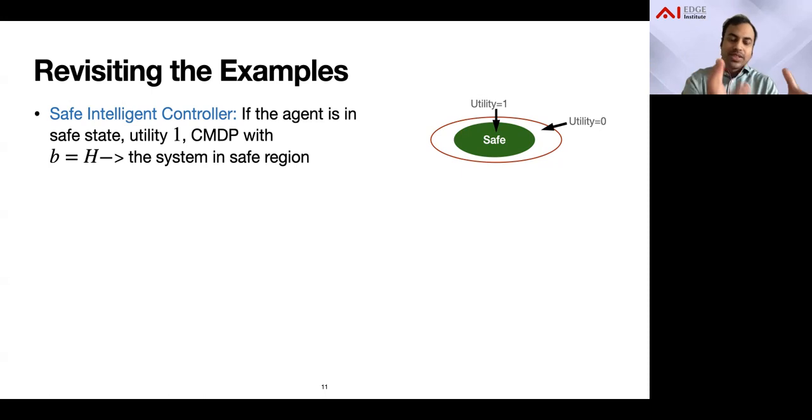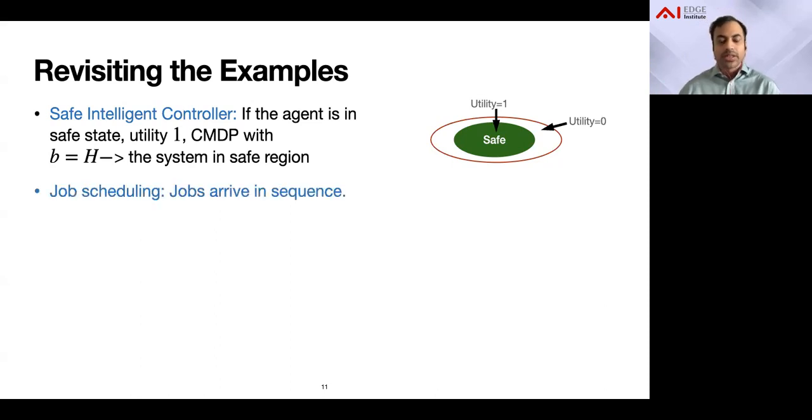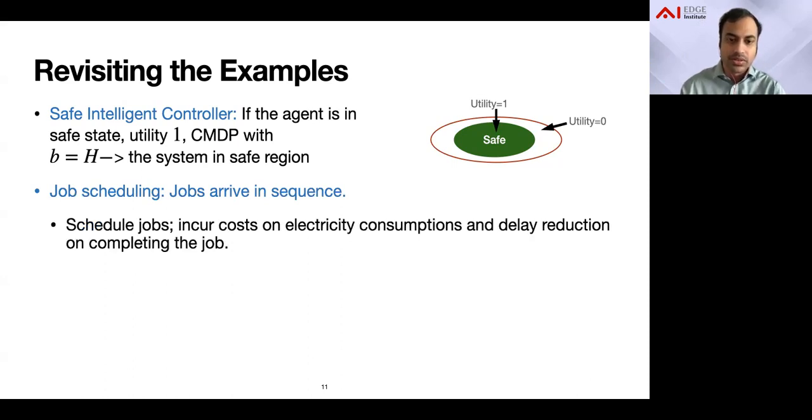You can also think of a network controller whose job is to maintain a queue state below a certain threshold. If it is below the threshold, I get a utility. Another example is job scheduling, where jobs arrive in sequence. You want to schedule the jobs to reduce the delay, but you also incur some cost in electricity consumption.